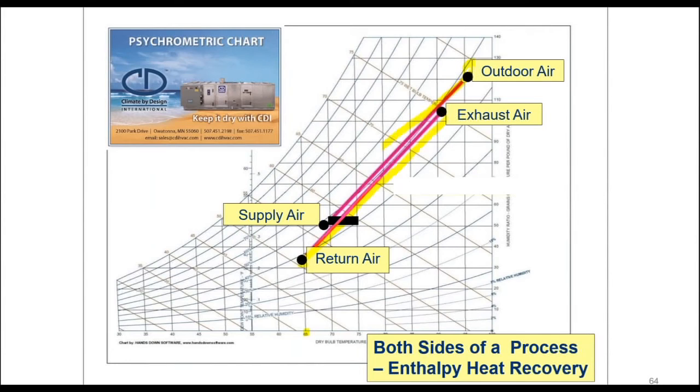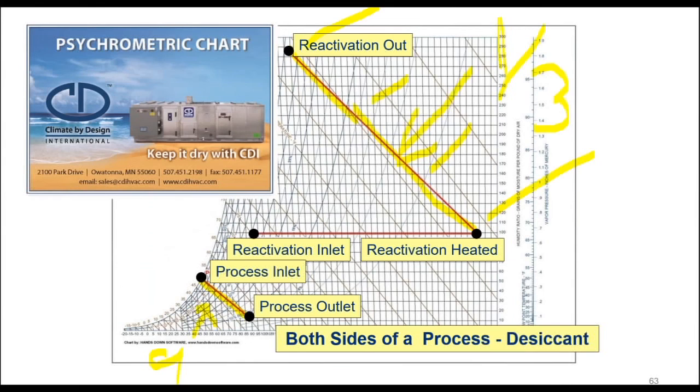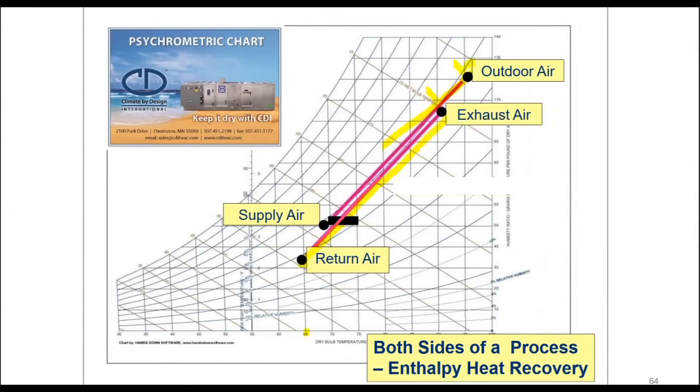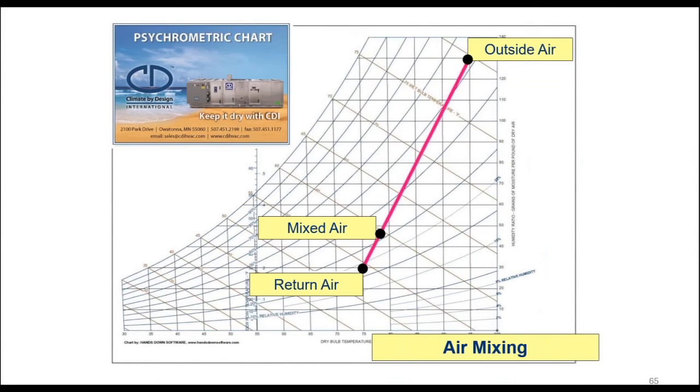Now again, these two lines are equal because one side has to equal the other side, unless you're getting in some kind of purge or something. You can also see that the exhaust air condition approaches but can never get to the outdoor air condition. The difference is the efficiency of that heat exchanger, this one being about 80% efficient. So you can show both sides of a process. We just saw two examples, the desiccant dehumidification and the enthalpy heat recovery. Let's move on now and talk about air mixing.